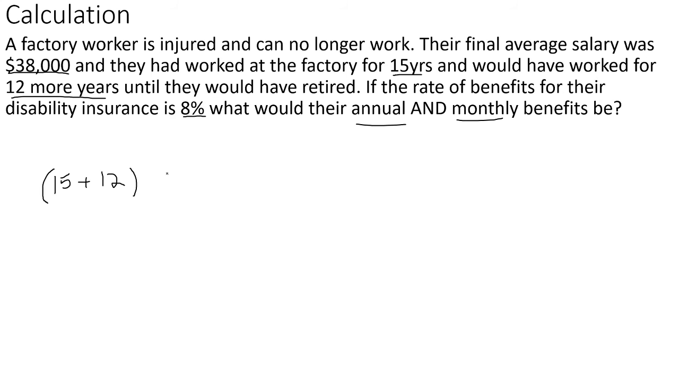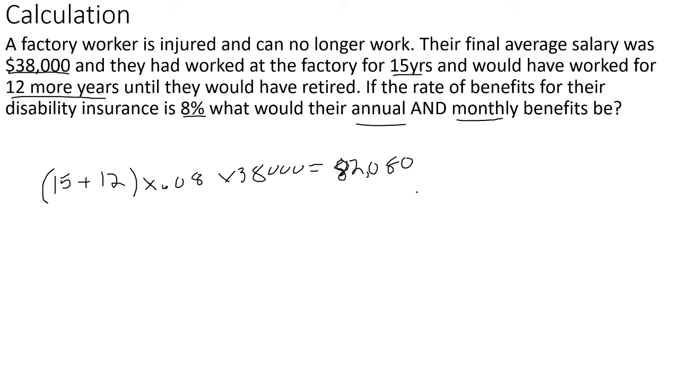In this case, 12. Times 0.08 because that's their disability rate, and times 38,000 because that's their final average salary. And so you put all this together here: 15 plus 12 is 27, times 0.08, times 38,000, and that will give them a total of $82,080 a year. So this is for a yearly payment, right? $82,080. So making sure I did my calculations right here, give me 1 second. 27 times 0.08 times 38,000.